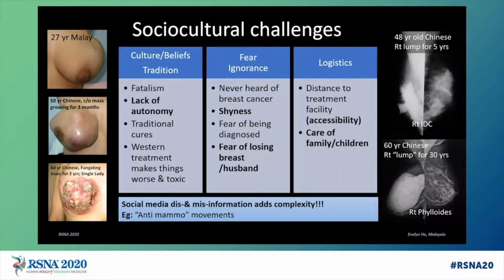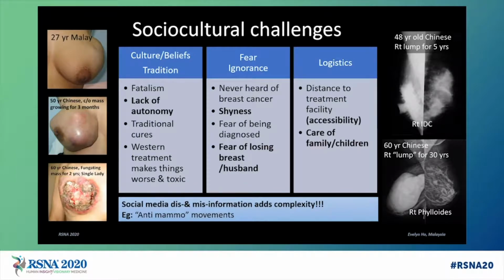Malaysia, being multi-ethnic and multicultural, brings a colorful array of presentations, as illustrated by photos of late presentation as young as 27 years and mammograms with history of having a lump from 5 to 30 years. Till today, we still see late presentations now and then in the urban areas. These factors can be grouped into 3 main categories: cultural tradition beliefs, fear and ignorance, and logistics.